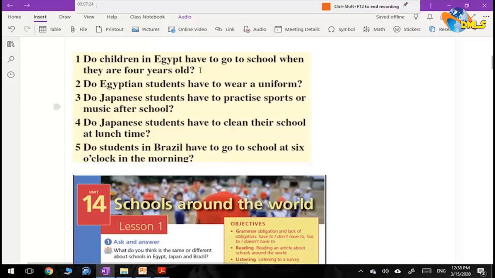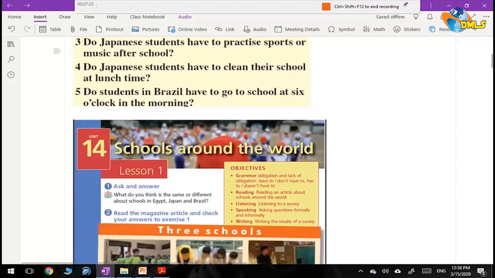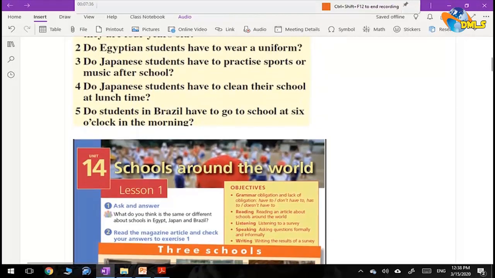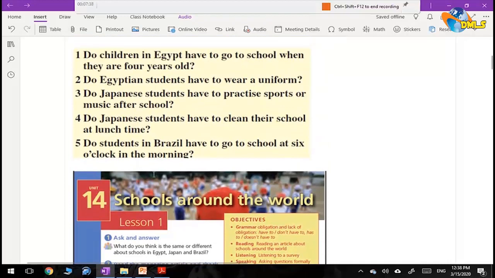Do children in Egypt have to go to school when they are 4 years old? And our text said no. They go starting from 6 to 15 years old. Next question is about students. Do students in Egypt have to wear a uniform? And I agree, this was a yes, as we have discussed before we start reading.